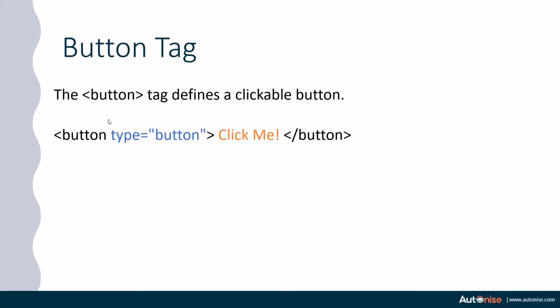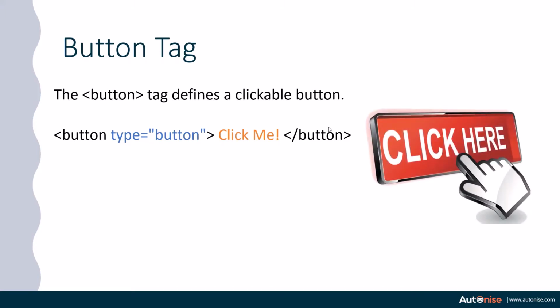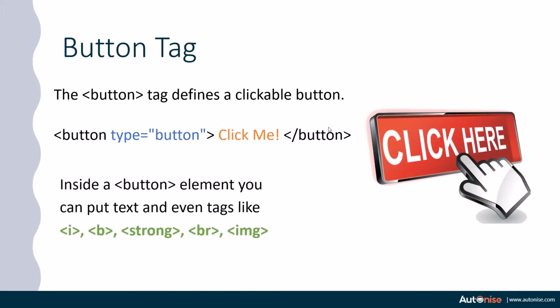After the opening tag is over, you can specify the content which will be showcased inside the button, and then you close it with the closing tag. Inside a button element, you can put text and even tags like the I tag, the B bold tag, the strong, the break tag, or the image tag. We'll have a look at what BR does in the upcoming slides.